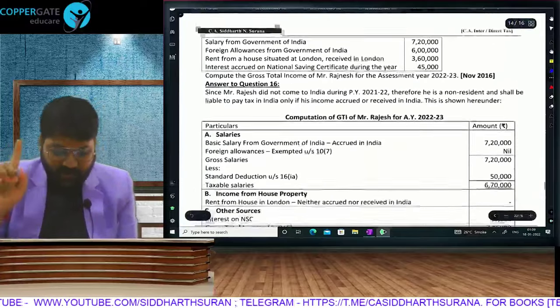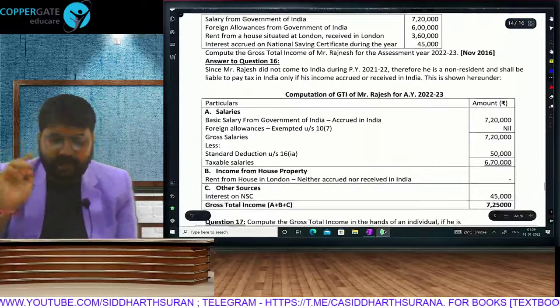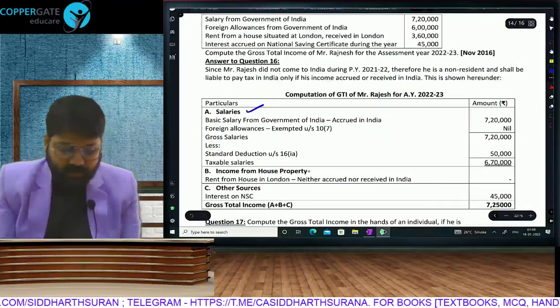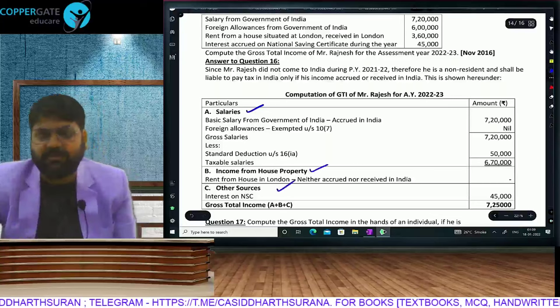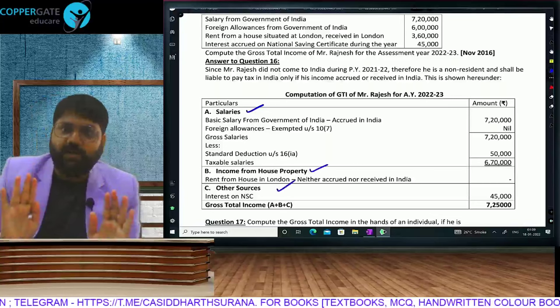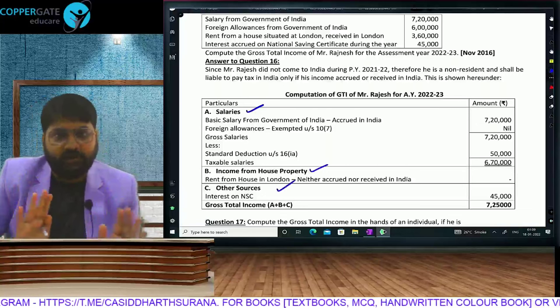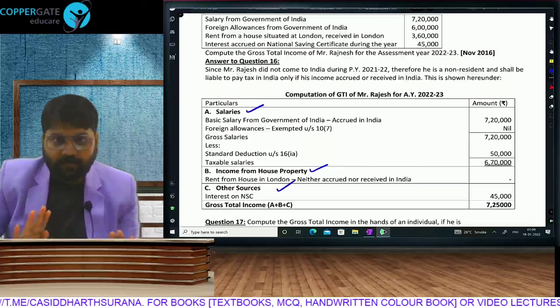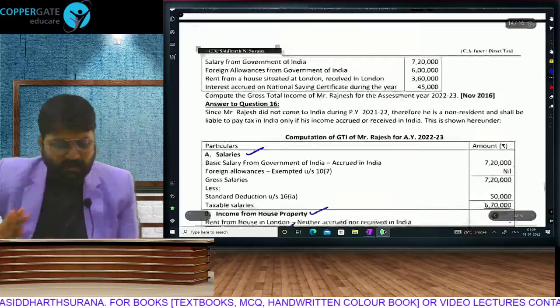By the way, the next question, let me be honest, it's like a question on computation of total income. It involves computation of income from salary, house property, other sources. We have not studied these chapters. We all know that. What have we studied only till now? Indian foreign, Indian foreign, Indian foreign. Correct? No problem? Okay. So, let's do one thing.